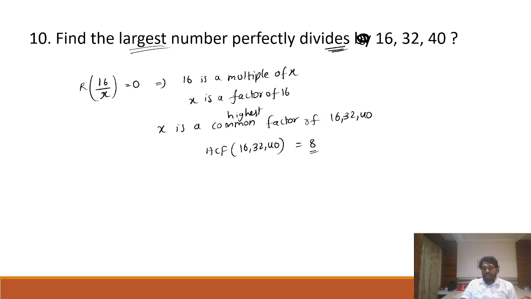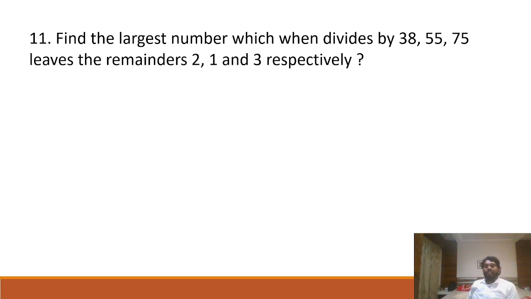Okay. Let's see the next question, guys. Find the largest number which divides 38, 55 and 75, leaving remainders 2, 1 and 3 respectively. So if you divide 38 by some number, you are getting remainder 2. If you divide 55 by the same number, you are getting remainder 1. If you divide 75 by the same number, you are getting remainder 3. So out of 38, 2 is the extra part. What if I subtract the 2 from the start itself, then whatever number it comes, that will be perfectly divisible by that number, right?